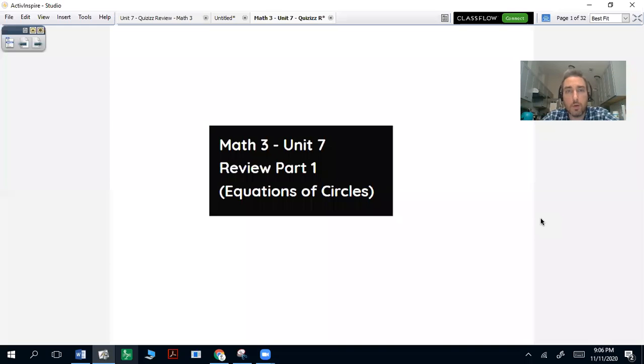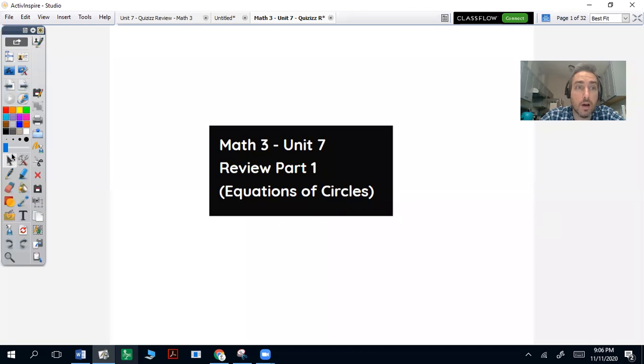All right, we're going to review circles. First part of the review, equations of circles. What you need to know: the standard form of an equation of a circle and the general form of an equation of a circle, and how to go from one to the other and graph them, get the center, radius, etc.